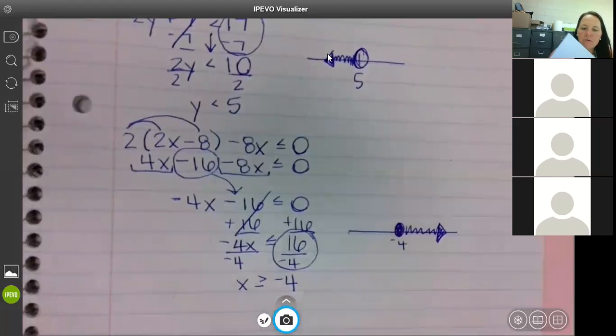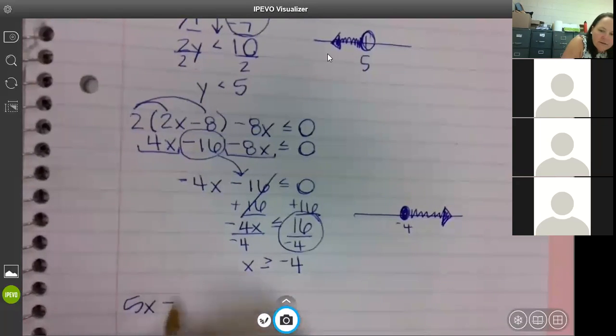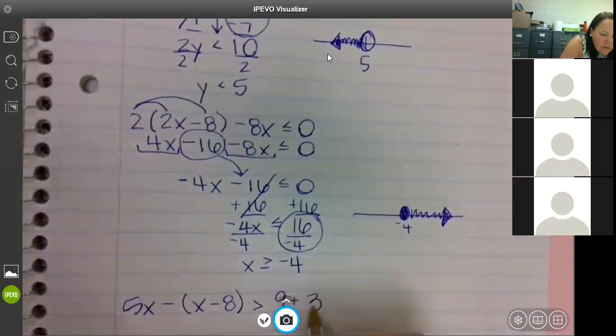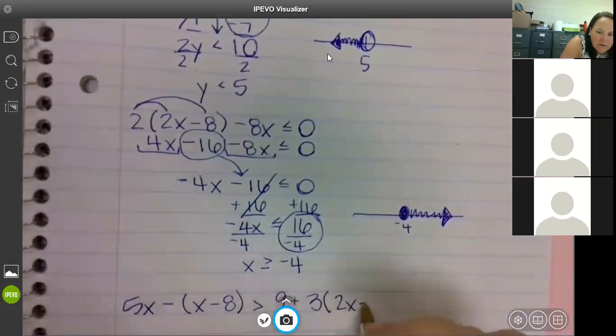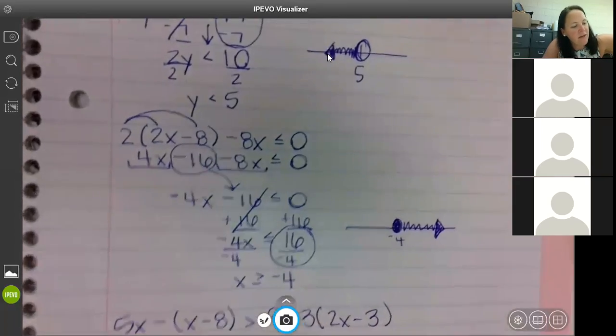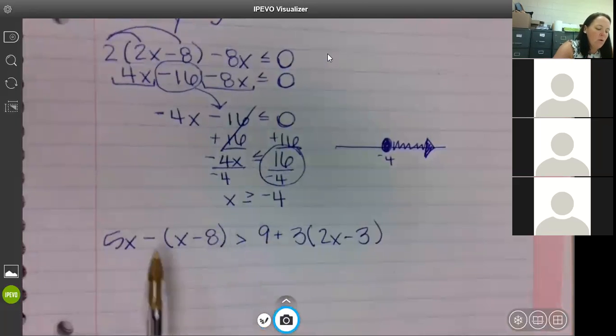I'm going to do two more. Okay. So the first one I'm going to do looks like this. 5x minus (x minus 8) is greater than 9 plus 3 times (2x minus 3). This one's a little beastie because it's a big one. It's got a lot of numbers in it. What do I do right here?